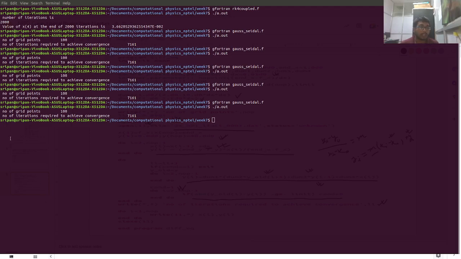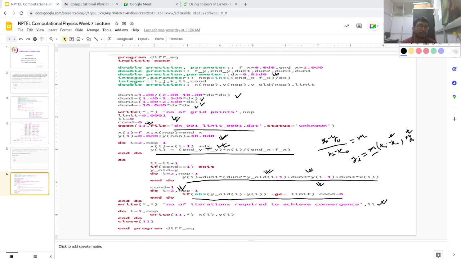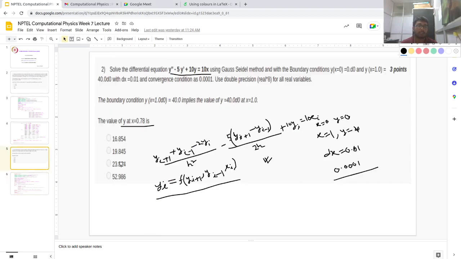So you see, you have 0.78, and for this the value is 23.824. So if we look at the values now, that will essentially be 23.824. This will be the correct answer. Okay, so for this assignment I have just 2 questions to solve, and I have shown the solutions.